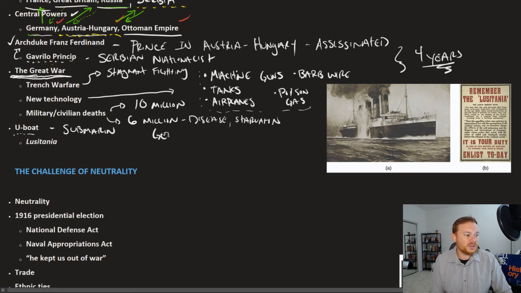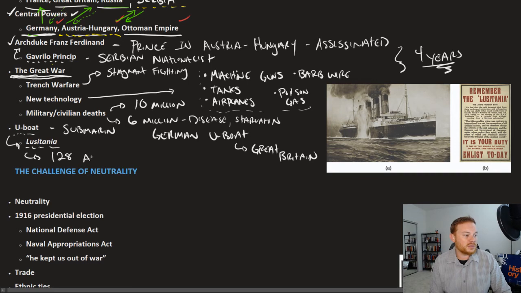Now, German U-boats, and again, Germany is on the Central Powers side, right? So this is the side that they're on. German U-boats were ordered to sink any ships that were going into Great Britain. Great Britain is an island nation. And among those was the Lusitania, which was sunk by a German U-boat, but also had 128 Americans on board.